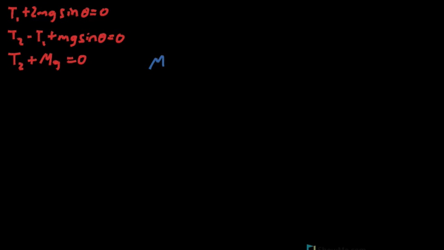So we get capital M equals minus T2 divided by g. Next, we can take our first equation and solve for T1. We know that T1 equals minus 2mg sine theta. And using that, we can plug that into our second equation to solve for T2.